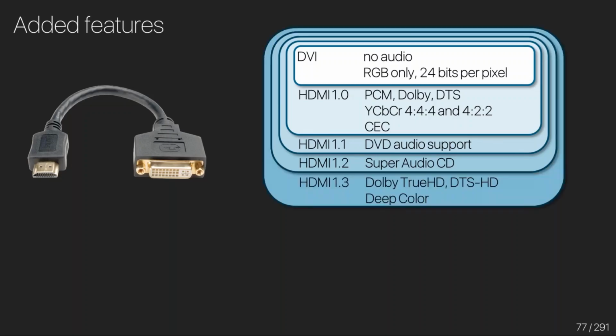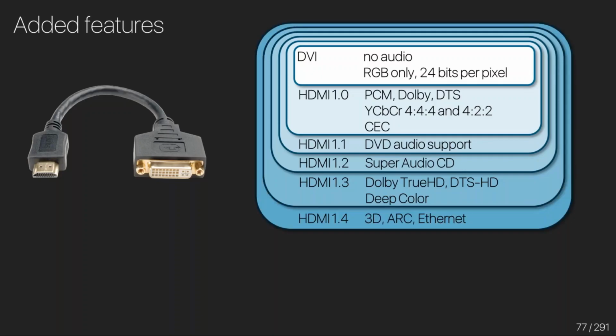And then with HDMI 1.3, the next big step was supporting lossless audio formats, Dolby TrueHD and DTS-HD, and then also deep color. Then with 1.4, we had some cool new features with support for 3D, ARC, which is the audio return channel, and an embedded HDMI Ethernet channel. It also defined an automotive connector, which was more secure, but only really seen in the car industry.